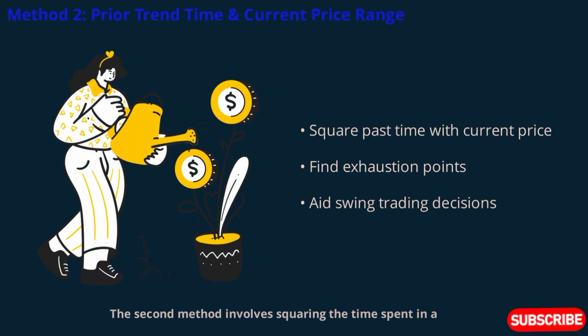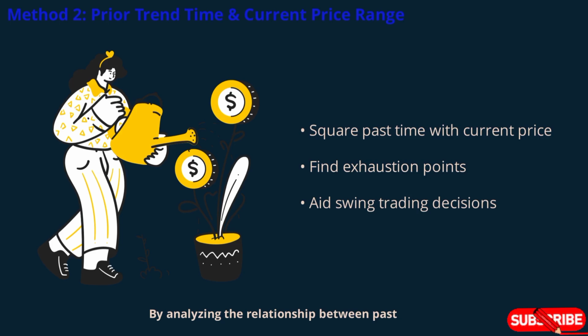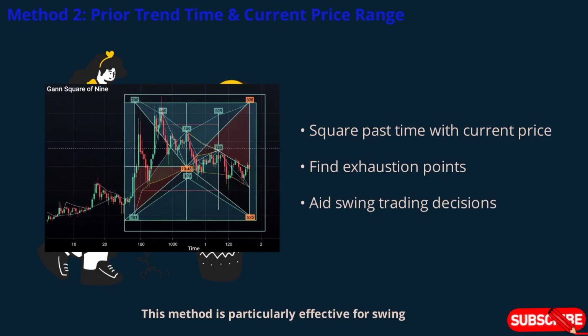Second method involves squaring the time spent in a prior trend with the price range of the current trend. This technique can reveal when a new trend might be reaching a critical point. By analyzing the relationship between past time periods and current price movements, traders can gain insights into potential exhaustion or acceleration points in the market. This method is particularly effective for swing traders looking to time their entries and exits.